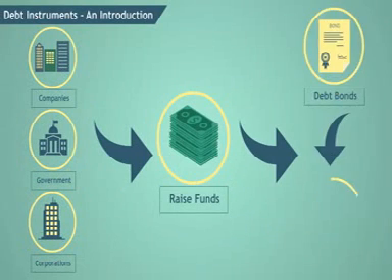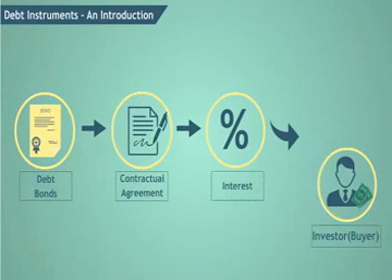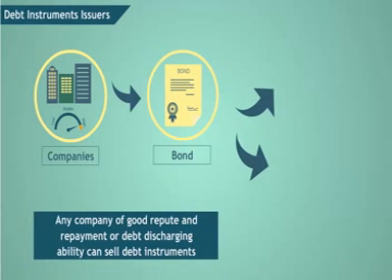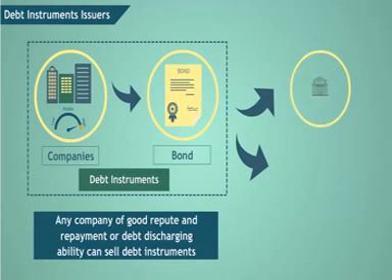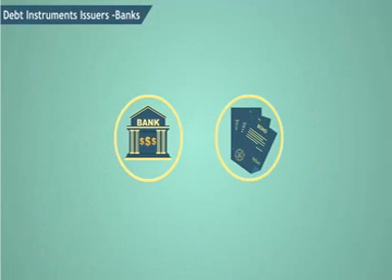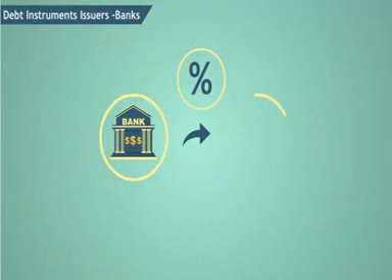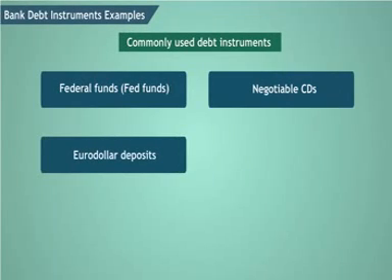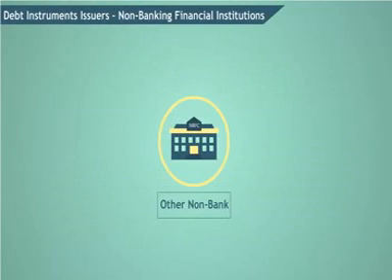When companies, governments or corporations need to raise money for funding a project or maintain existing projects, instead of obtaining loans, they may issue bonds to investors. These bonds are contractual agreements by which the issuer of the bonds agrees to pay the investor the interest along with the principal after maturity. These are called debt instruments.